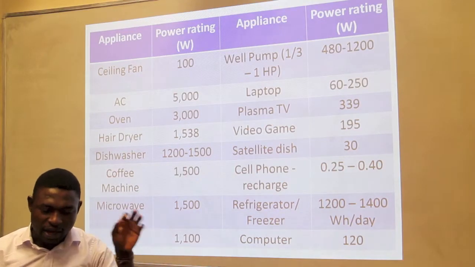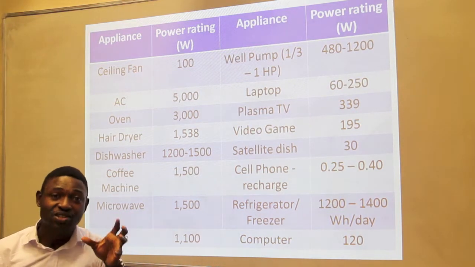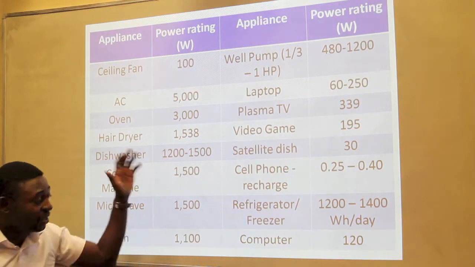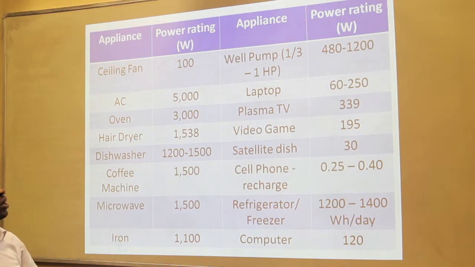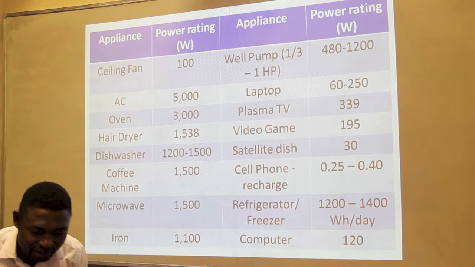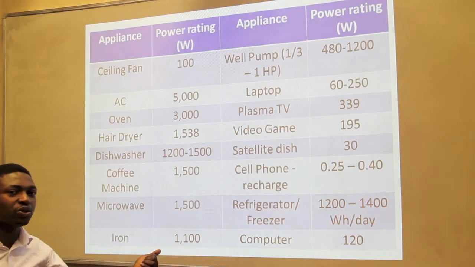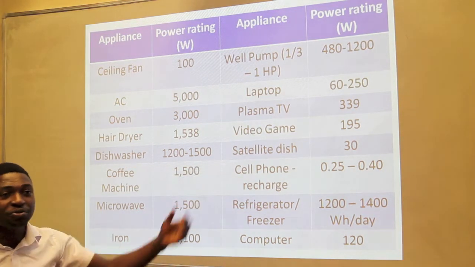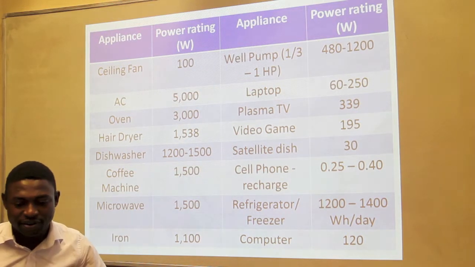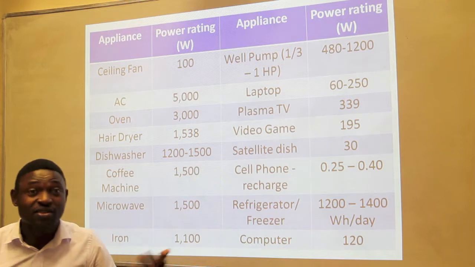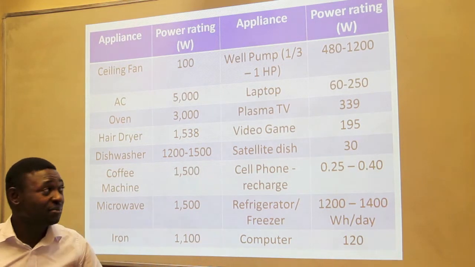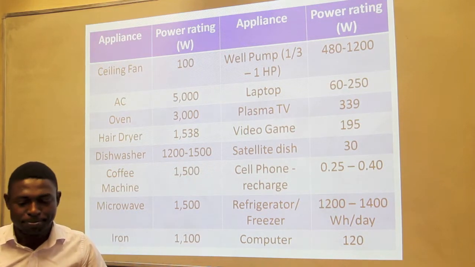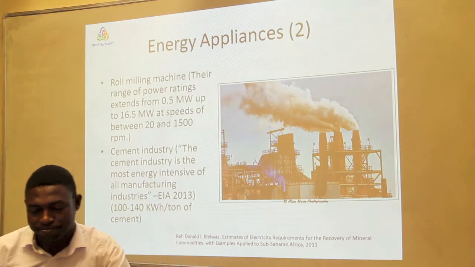So if you take a look at the appliances we have in our homes and the power required to power them, this is an example just to give you an idea. A ceiling fan will require about 100 watts. An iron, for example, will require about 1,100 watts because it generates a lot of heat. Our cell phone requires only 0.25, which is very little. The TV, depending on the TV you're watching, the plasma TV is about 339 watts, whereas the LED TV requires less energy. They are relatively more efficient.